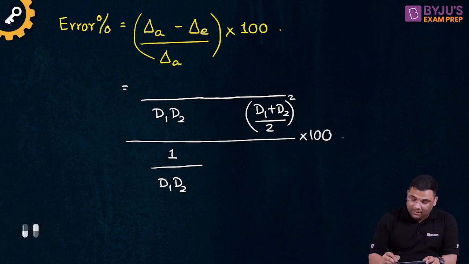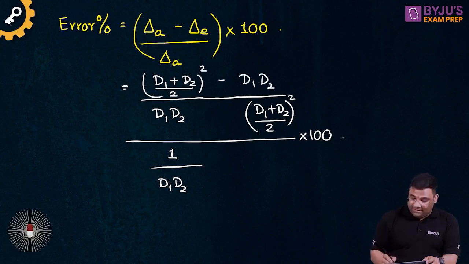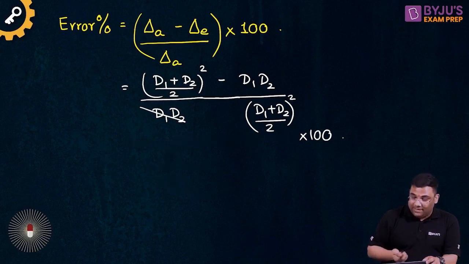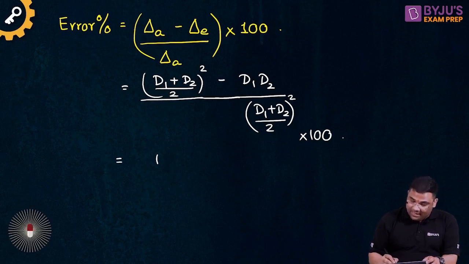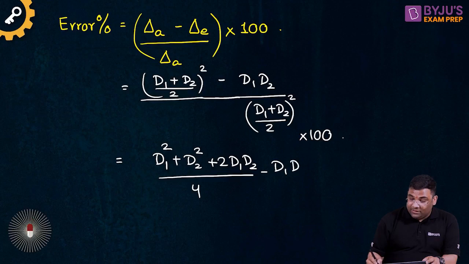If I take common, then it will become (d1 plus d2 by 2) whole square minus d1 d2. Now you see, this d1 d2 gets cancelled, so I can just erase this, right? Yes. See the expression now. This is equal to, I can say, d1 square plus d2 square plus 2 d1 d2 divided by what? 2 square will be 4, right? 4 minus d1 d2 in the numerator.